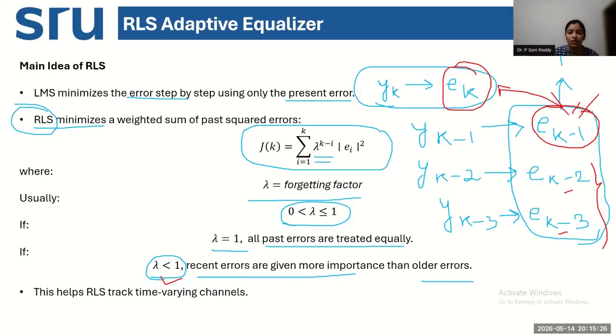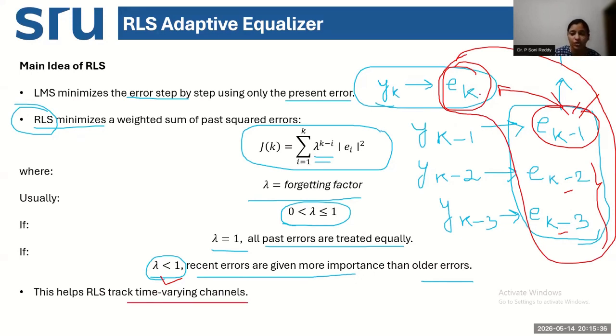So what are we doing? We are tracking all the previous errors along with the recent errors, and trying to understand the nature of the channel based on the previous error values also. This is the main difference between the RLS adaptive equalizer and the LMS adaptive equalizer algorithm. In LMS, what are we doing? We are using only one error factor, EK, one error factor for the current symbol. So currently we are transmitting YK.